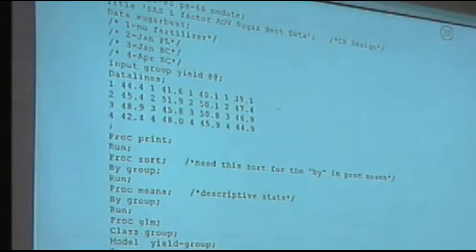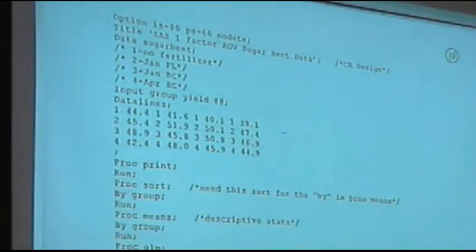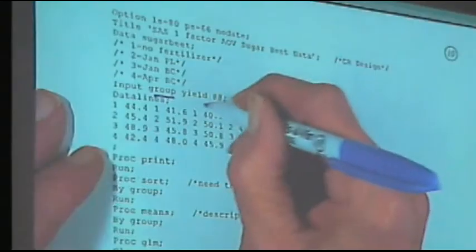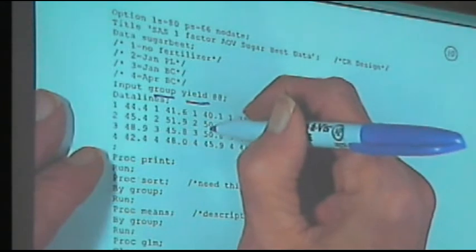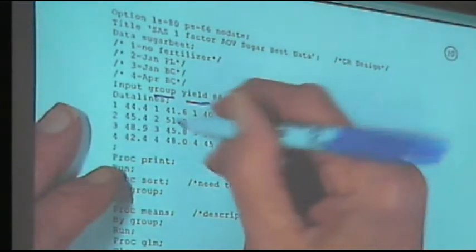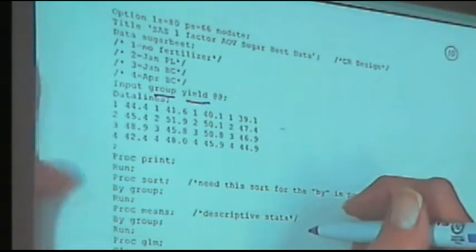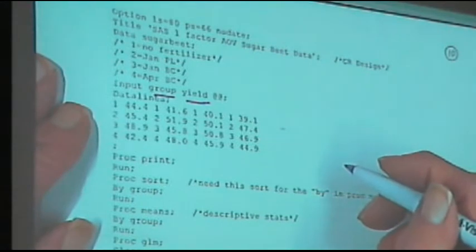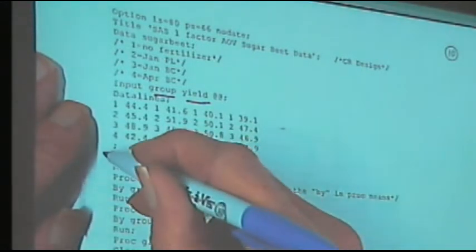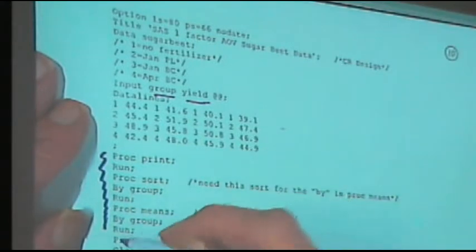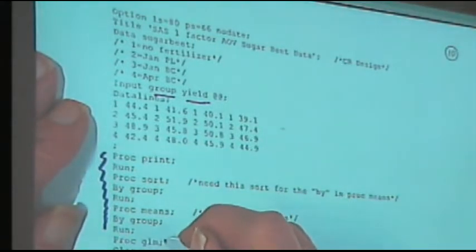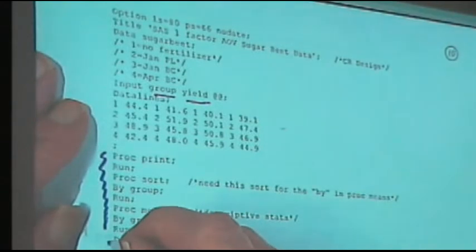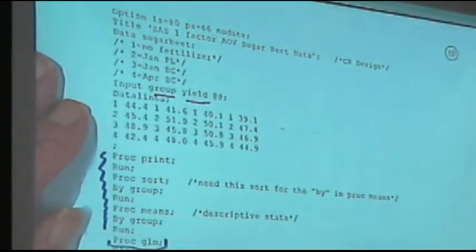We've got a couple of SAS handouts to look at. So let's find out where they are. Pass on and yield. Yield is the response. And we have 4 groups. So this is some fiddling around with prints. And I finally come to proc GLM to do some calculations. The model is yield equals group.